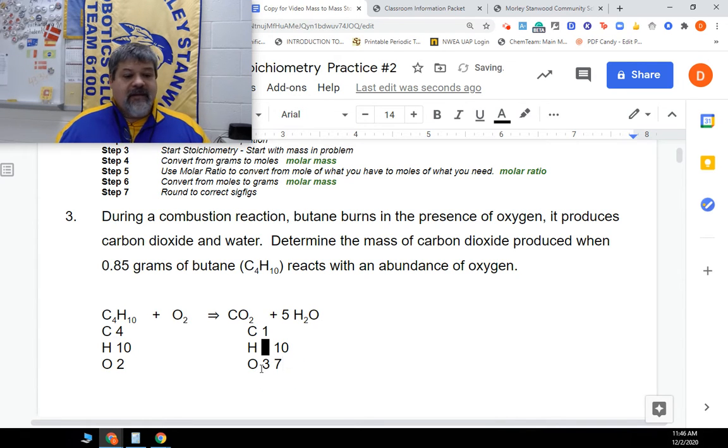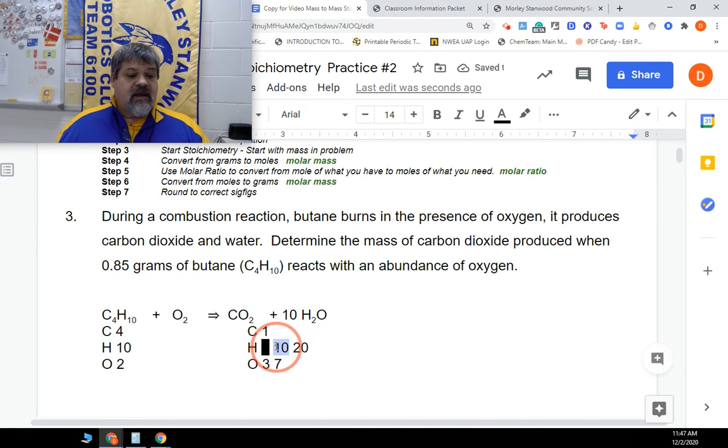Now I do know where we're going here. I can't change this to 7 because it can only be even. So that means I have to make this an even number. So one of the things that we can do with this is just go ahead and double that number. Let's go ahead and double that number and see where we're at. That means that our hydrogen now is at 20.